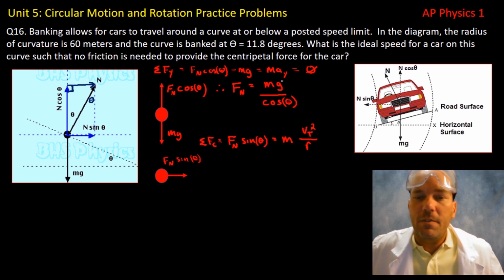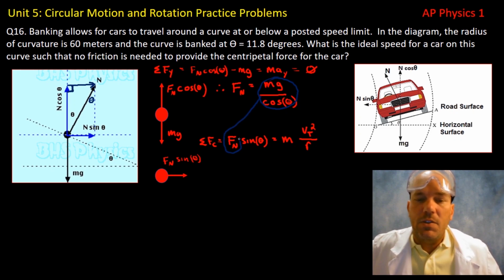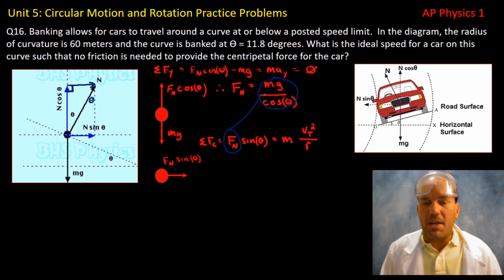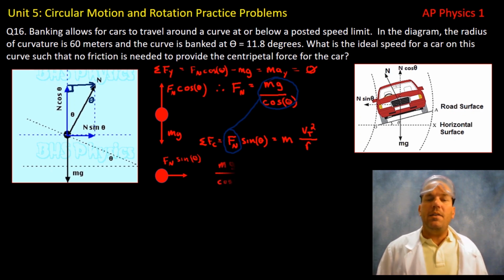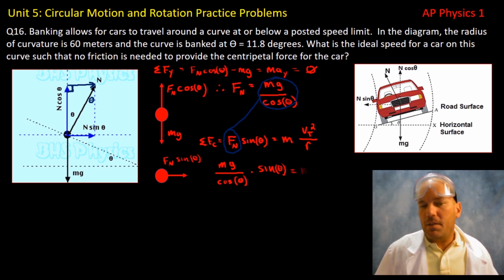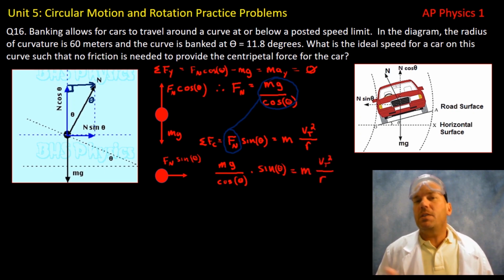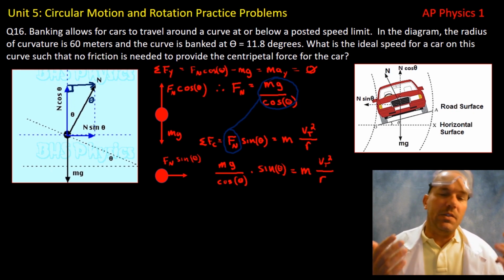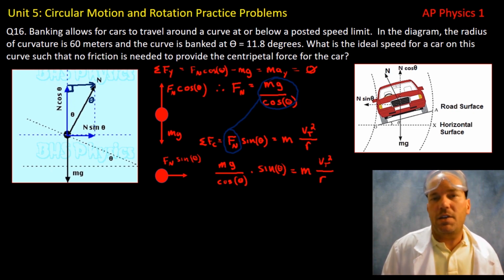Now here's something we've done a lot in the past. We're going to take this, which we isolated from the vertical summation, and we're going to substitute it in for our inward summation. By doing that, we get the expression that the force of gravity divided by cosine theta multiplied by sine theta equals mass times the centripetal acceleration.